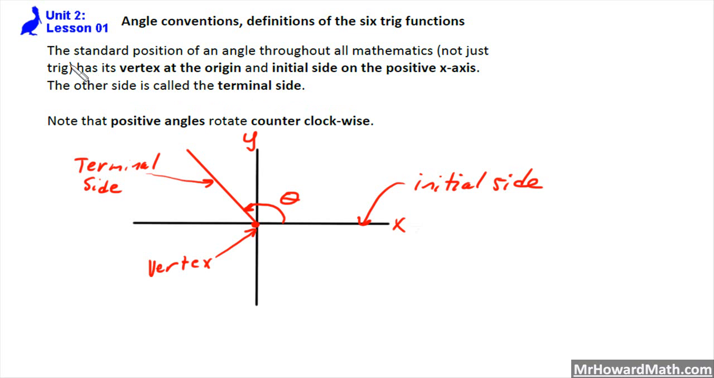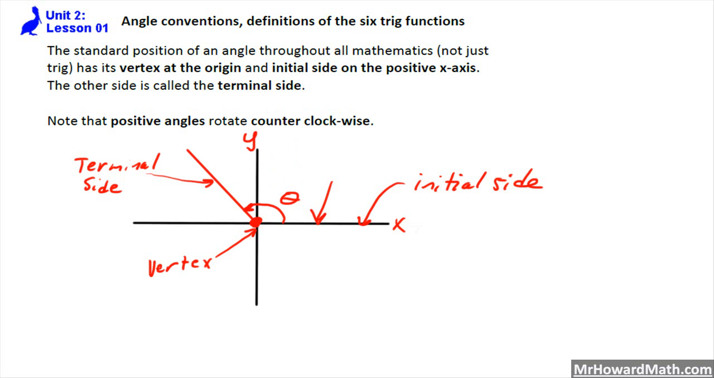So this first part here, the standard position of any angle throughout all mathematics, that's important, the standard position, not just trigonometry, has its vertex at the origin, so the vertex is right here, and initial side on the positive x-axis, so we would start here in other words, and the other side, so where it stops, this side here, is called the terminal side. Note that positive angles rotate counterclockwise.